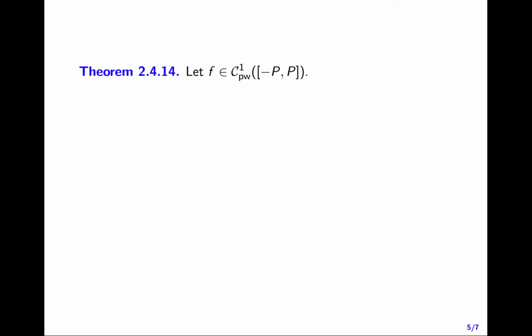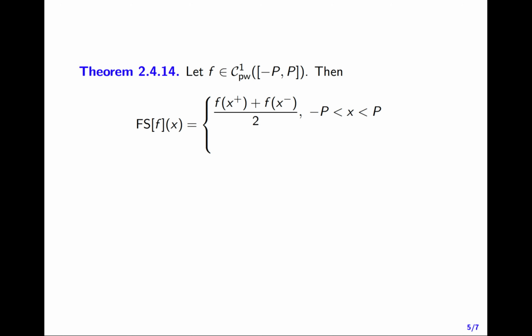So armed with this new kind of function space, this very precise notion of piecewise continuity and differentiability, I can state a result on the convergence of Fourier series. So let's take a function f that is in C1 piecewise of the interval minus p to p. Then I have the marvelous convergence result for the Fourier series of f at x. First of all, if x is strictly between minus p and p, so x is not the left endpoint and it's not the right endpoint, then the Fourier series for f at x is equal to f of x plus plus f of x minus over 2.